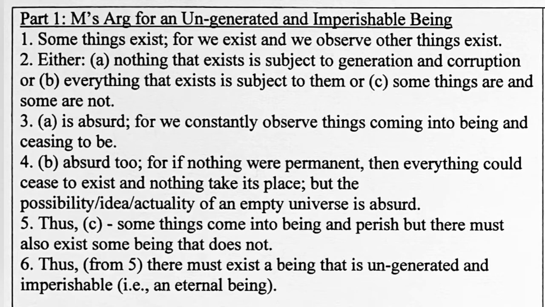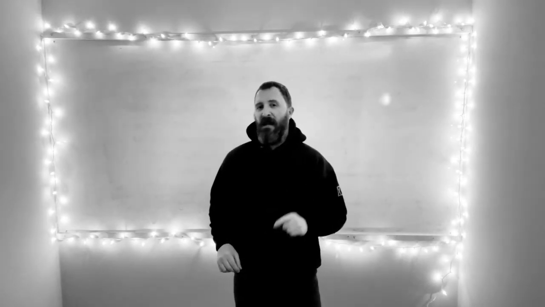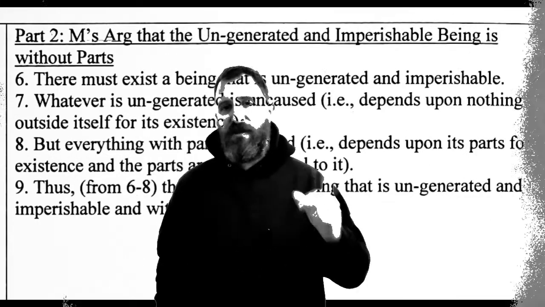Thus, in five, by elimination, C has to be the case. That's to say, some things come into being and perish, but there must also exist some being that does not. Six, which is the conclusion: therefore, there must exist a being that is ungenerated and imperishable, and we could also call such a being an eternal being, if what we meant by it was an ungenerated and imperishable being. So that was part one of Maimonides' argument for the existence of God. Now let's have a look at part two.